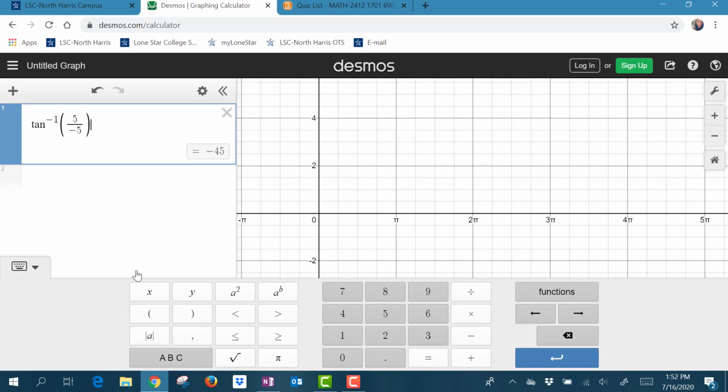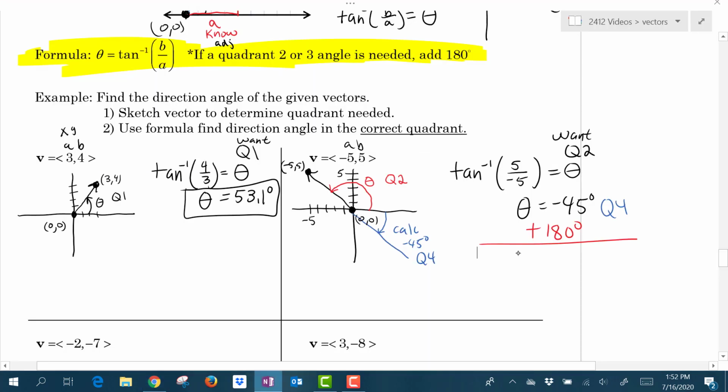Alright, so I'm going to go back to my calculator and I'm going to say plus 180. So that gives me 135 degrees. That is a quadrant 2 solution, and that's the only solution that I'm going to report. So 135 degrees makes sense, it's a quadrant 2 angle. That is the direction angle for this vector. So make sure that you don't report negative 45 as a solution. There's not two solutions here, and this is the only answer that we get.